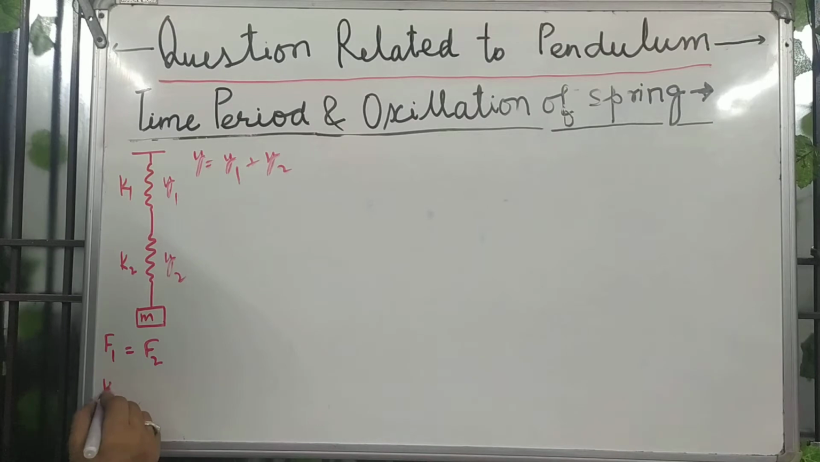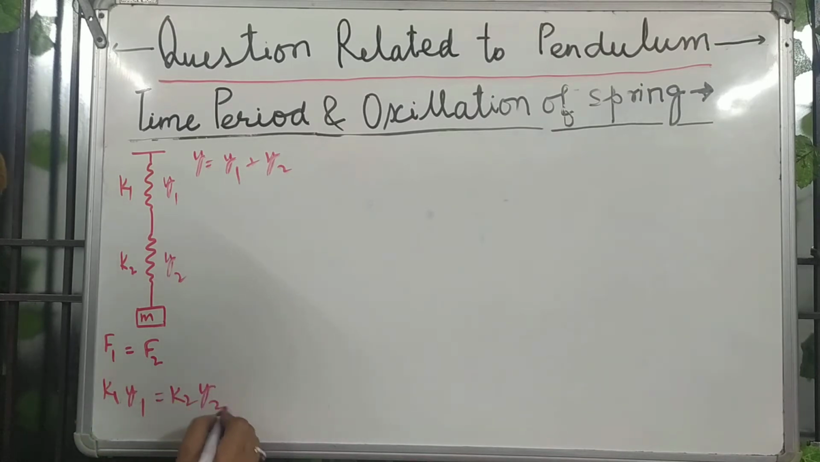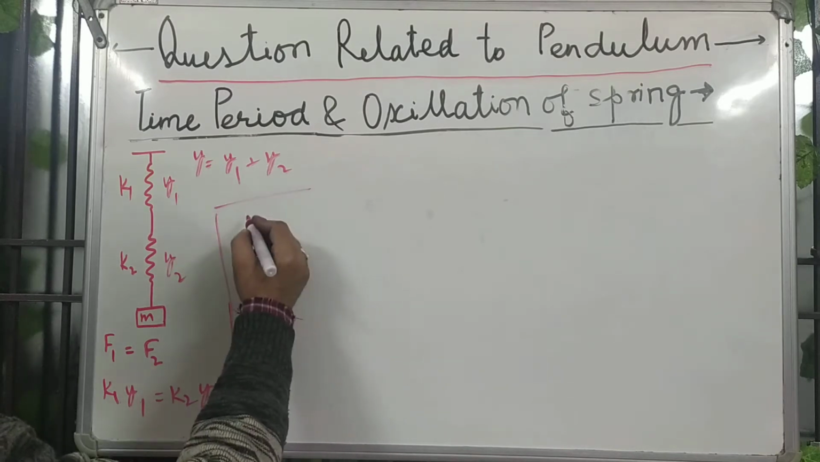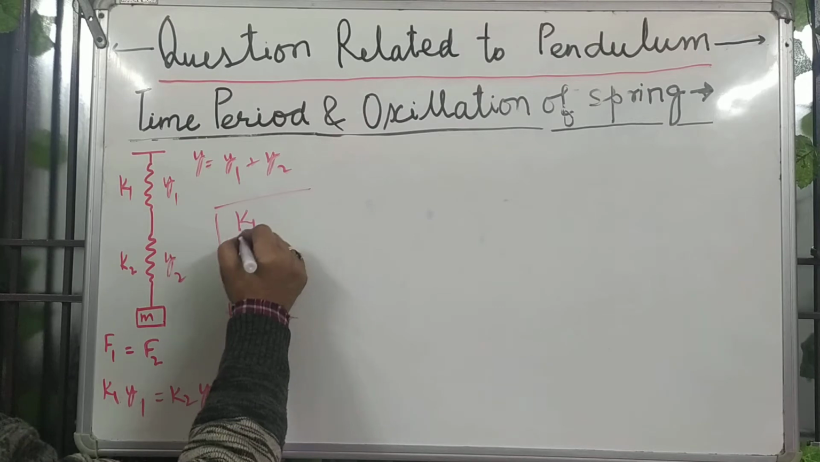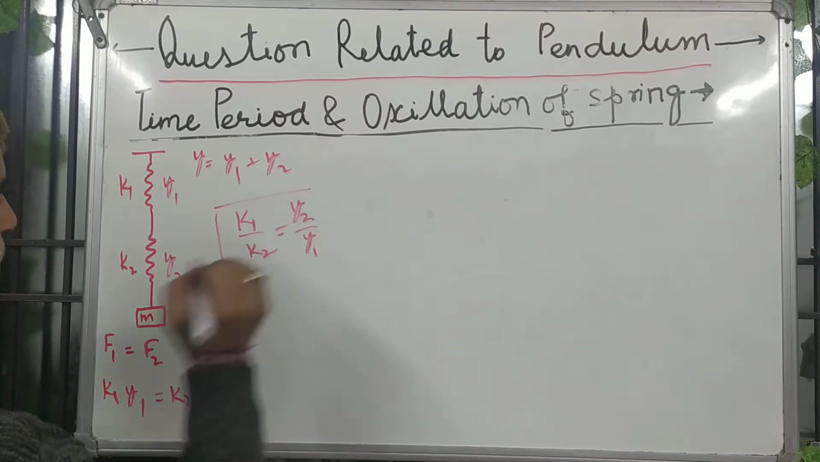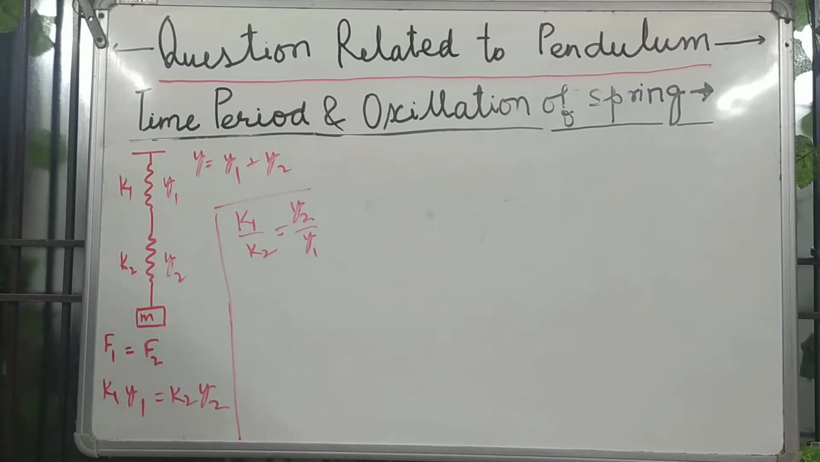k1 y1 equals k2 y2, and this implies you may represent it as k1 upon k2 equals y2 upon y1. One thing is this.